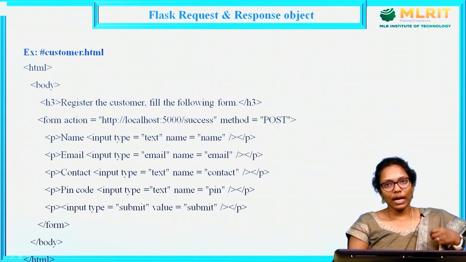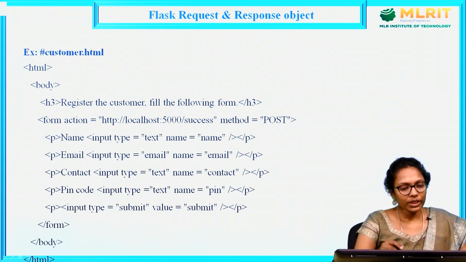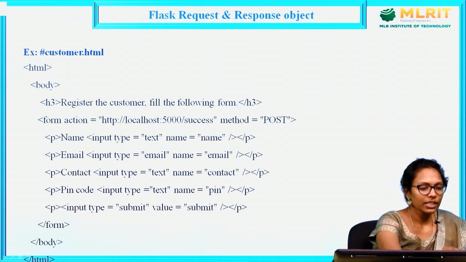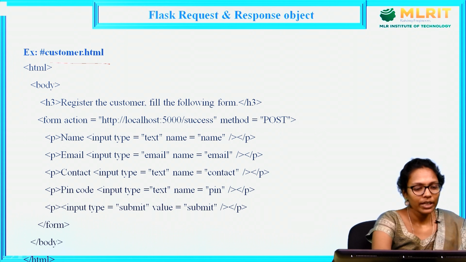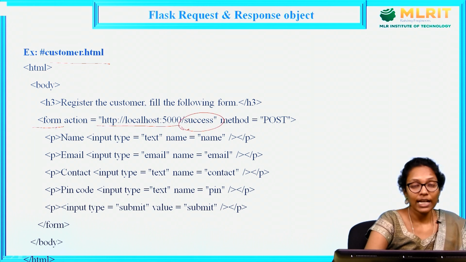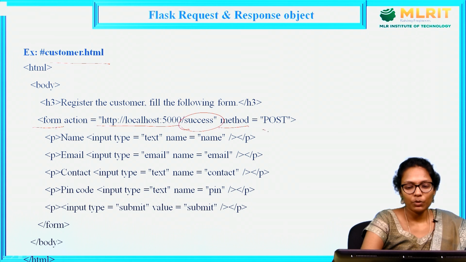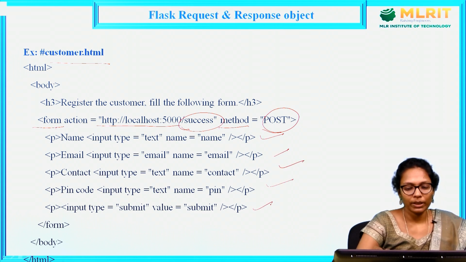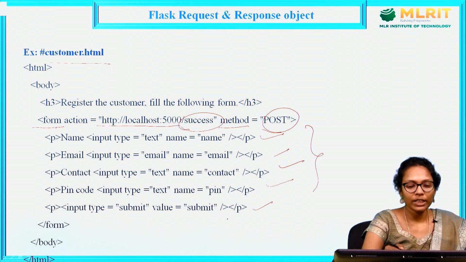Coming to the example application, here we are reading the data from an HTML file, customer.html. Here we are taking a form. Whenever you click on the submit button of this form, it will go to the /success URL, and the method I am using is post. The form reads a name, email, contact number, and pin code, followed by the submit button. These 4 details will be sent to the success page whenever I click on submit.